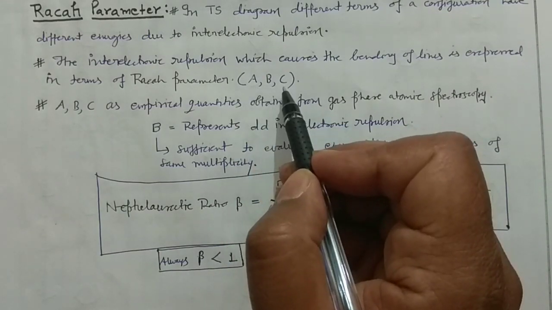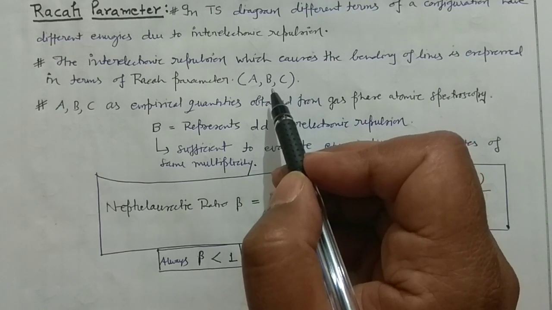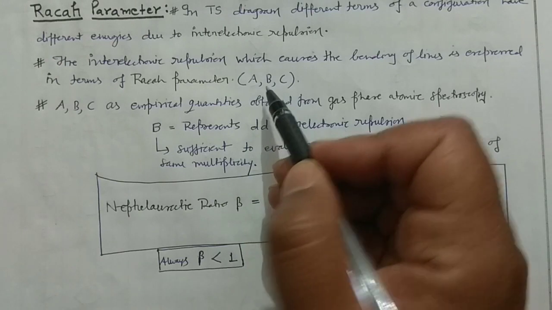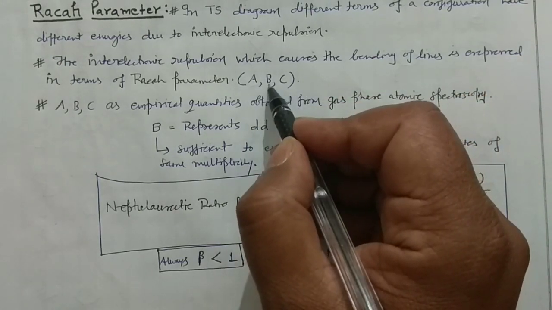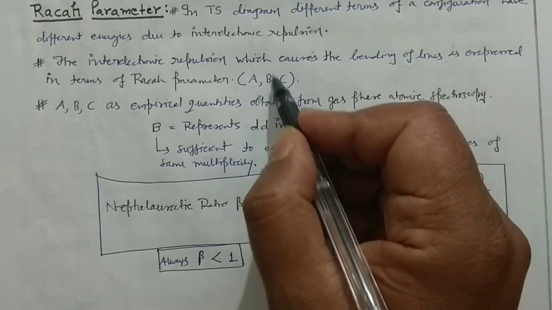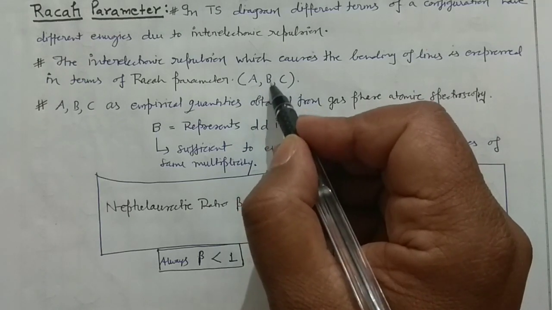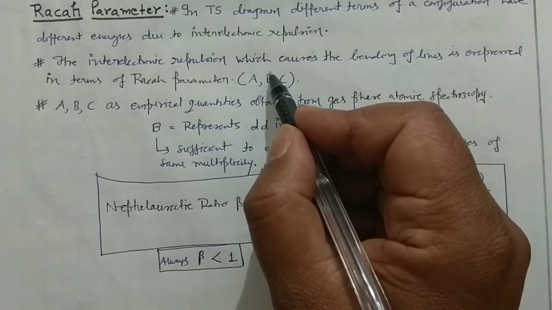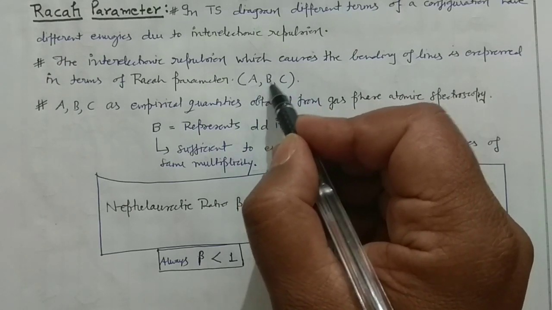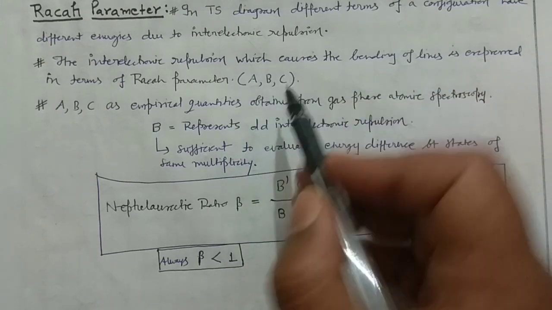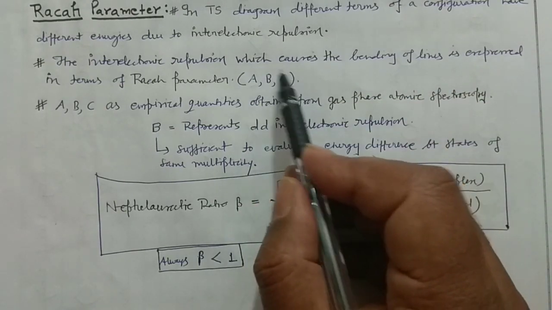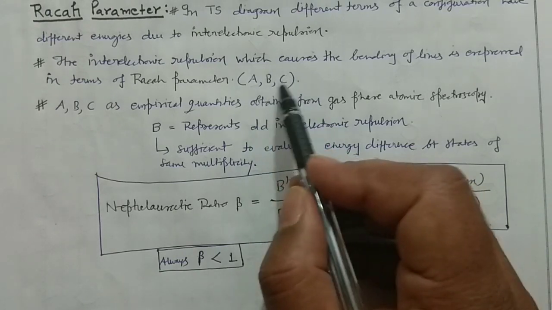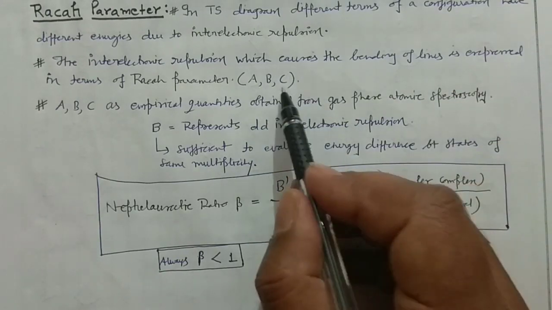Three types of Racah parameters are there, but for systems of the same multiplicity, we need only one parameter, that is B. We are interested in this B only. Okay, this will give you the inter-electronic repulsion. This is something very, very important: B represents the d-d electronic repulsion. Okay, so these A, B, C are empirical quantities, and they can be obtained by using gas phase atomic spectroscopy.